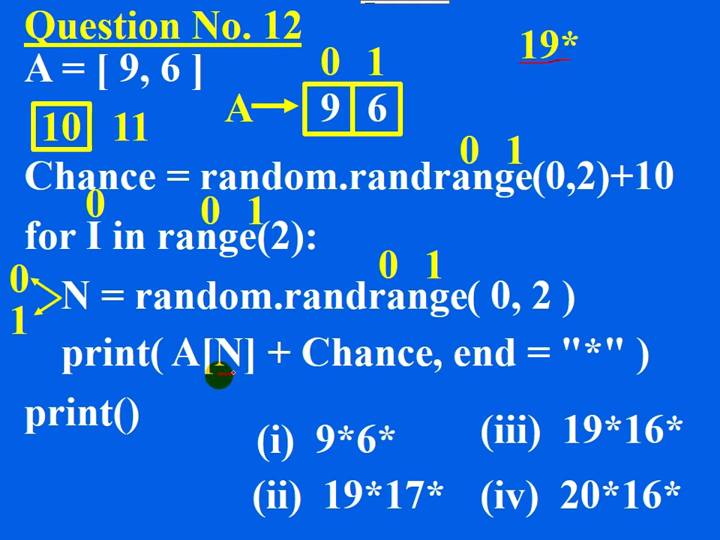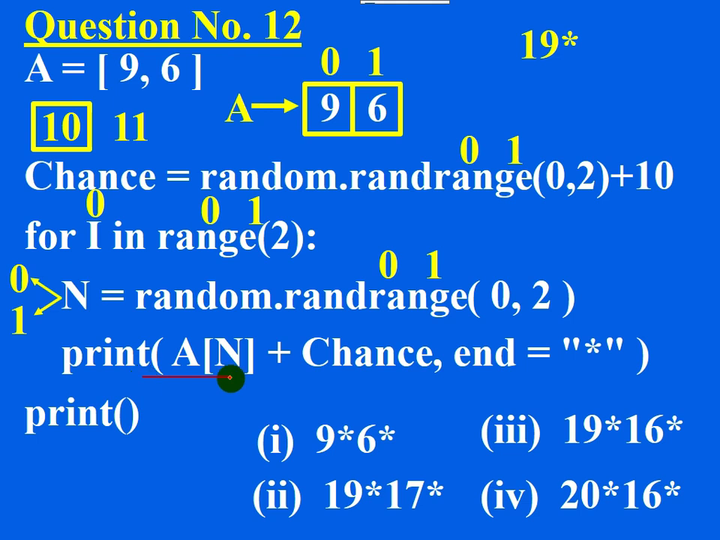What is the second possible value of n? n is equal to 1. So what is a of 1? That is 6. Now chance is taken as 10. So 6 plus 10, 16 star. When you examine the output options, you can see that there is no option starting with 16 star. You can cancel this. There are many options starting with a 19 star. So you need to continue this forward.